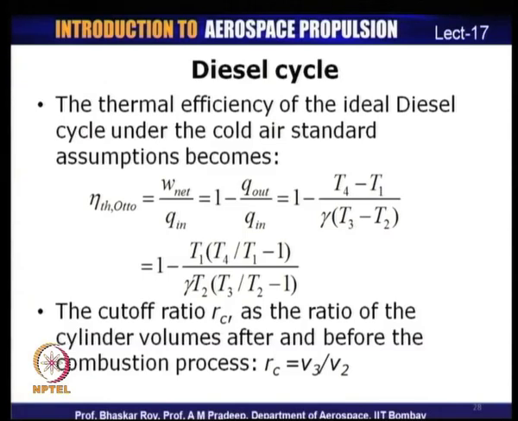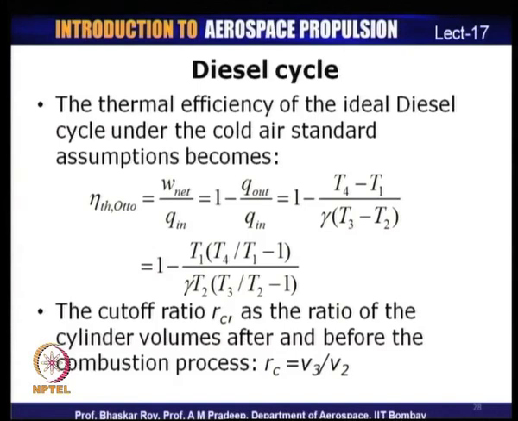And we can simplify this as 1 minus T1 times (T4/T1 minus 1) divided by gamma times T2 multiplied by (T3/T2 minus 1). So, we will now define a ratio which is known as the cutoff ratio, which is represented by Rc. Cutoff ratio is the ratio of the cylinder volumes after and before the combustion process. So, Rc is equal to V3 divided by V2.